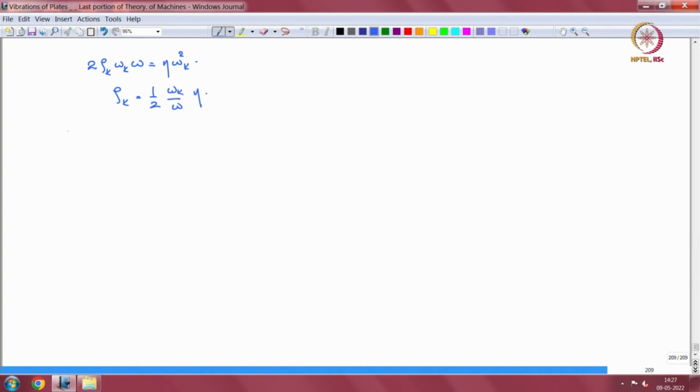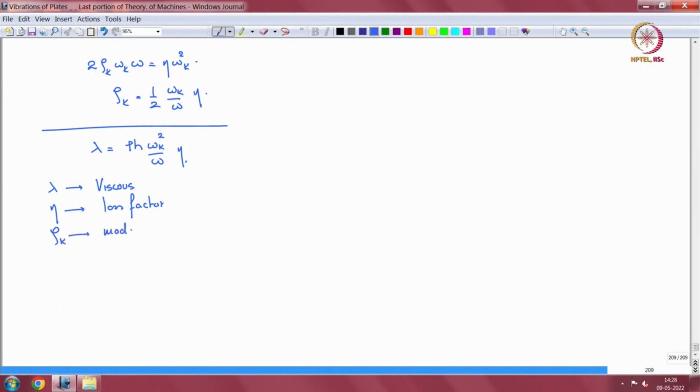And we also have lambda as equal to rho h omega k squared by omega to eta. In the simple manner, this is how lambda, the viscous damping coefficient equivalent, the material loss factor, and the modal damping coefficient are related.